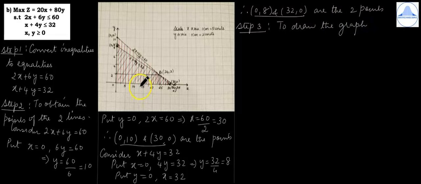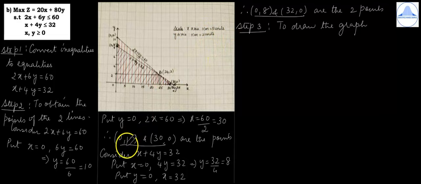So now look at the graph. On the x-axis, I have taken the scale as 0, 5, 10, 15, 20, 25, 30, 35. And on the y-axis, I have taken the scale as 0, 2, 4, 6, 8 and 10. So on the x-axis 1 centimeter is equal to 5 units and on the y-axis 1 centimeter is equal to 2 units.